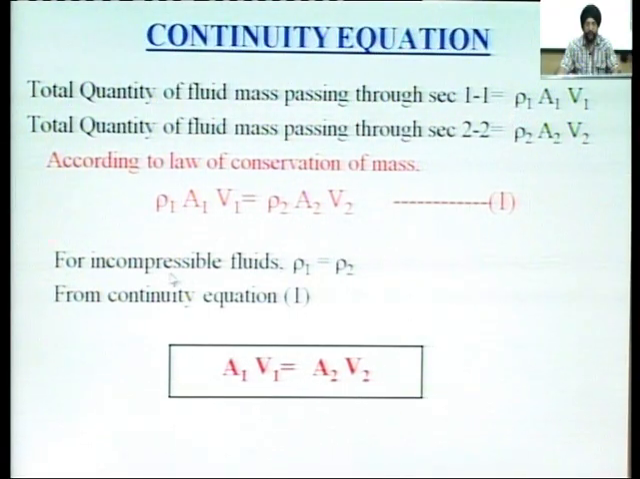But very important, for incompressible fluids, rho 1 is equal to rho 2. So canceling these two, we get the final equation, the continuity equation: A1V1 equal to A2V2.